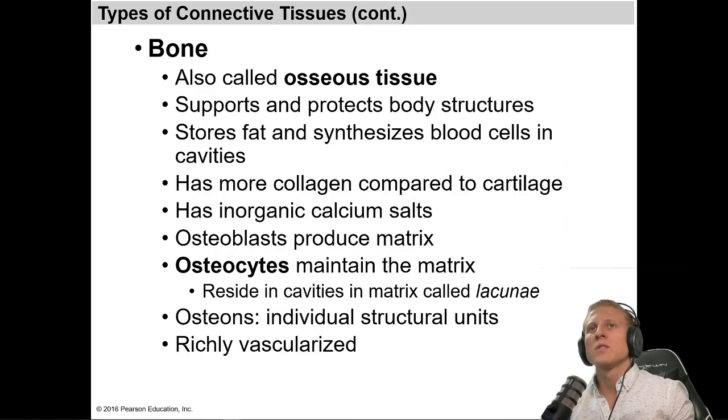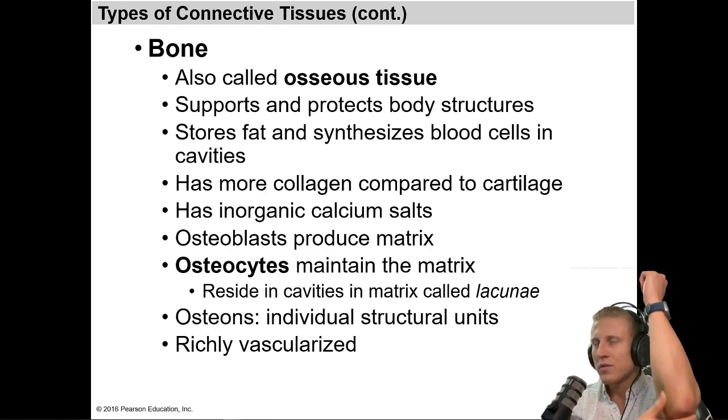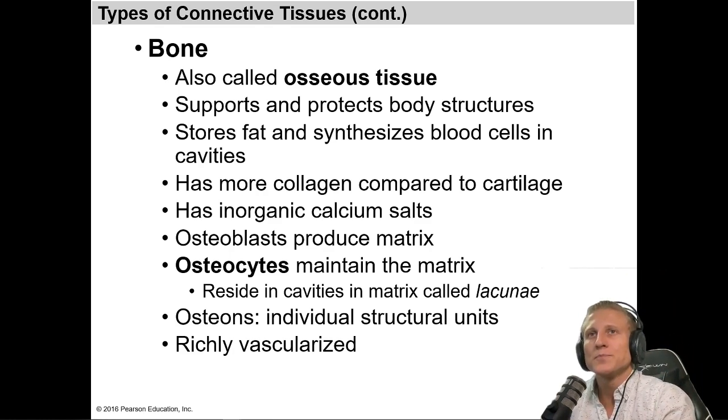All right, continuing on with bone, also known as osseous tissue. Supports and protects body structures, makes sense. Stores fat and synthesizes blood cells. The fat portion may not be super intuitive. This is the yellow bone marrow. That's typically at the end points of your long bones. And then we have more collagen compared to cartilage. Sure. Has inorganic calcium salts.